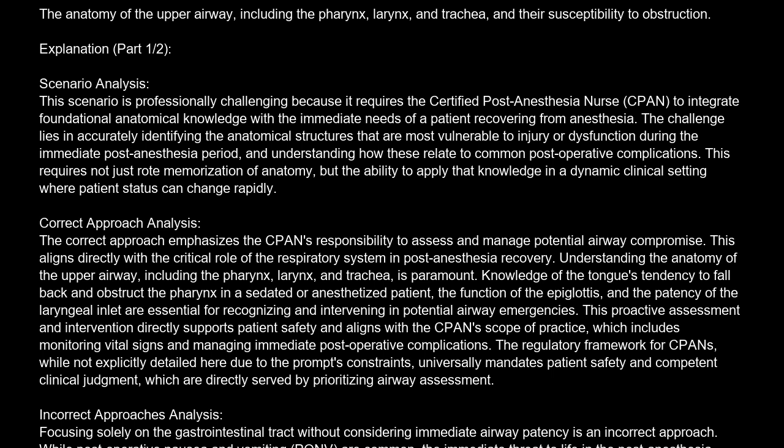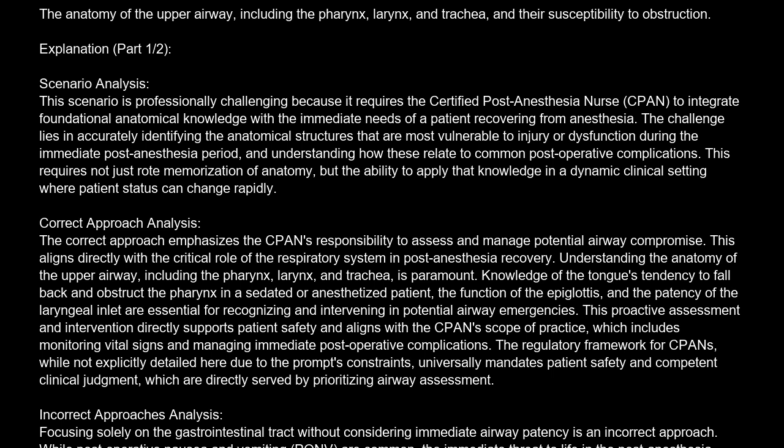Correct approach analysis. The correct approach emphasizes the CPAN's responsibility to assess and manage potential airway compromise. This aligns directly with the critical role of the respiratory system in post-anesthesia recovery. Understanding the anatomy of the upper airway, including the pharynx, larynx, and trachea, is paramount. Knowledge of the tongue's tendency to fall back and obstruct the pharynx in a sedated or anesthetized patient, the function of the epiglottis, and the patency of the laryngeal inlet are essential for recognizing and intervening in potential airway emergencies.